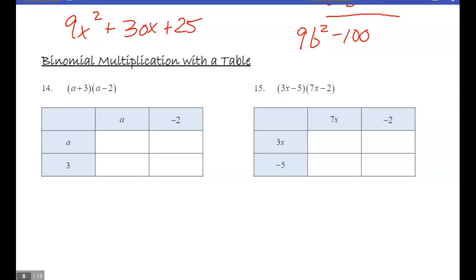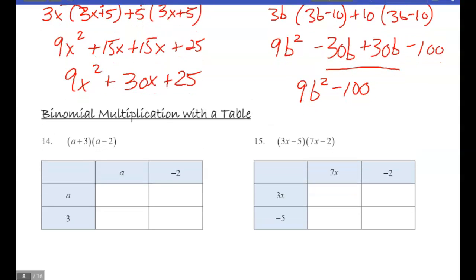Two more examples. Sometimes this helps some people kind of learn things, but really it's just the same thing we did up top. So you do a times a. So you take this, the a plus 3, and you write it right here, and then you take the a minus 2 and write it right there. Notice that you have to carry that negative 2 in. Okay, and now we just multiply.